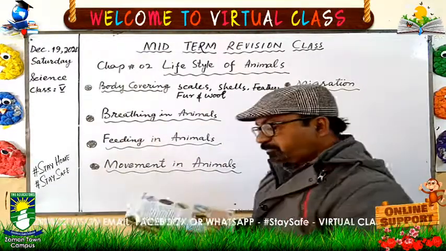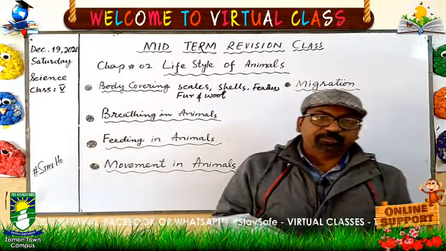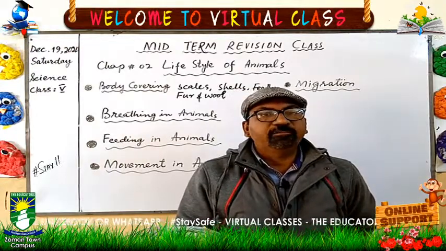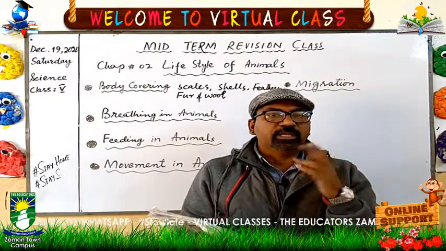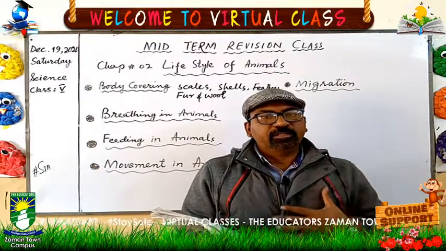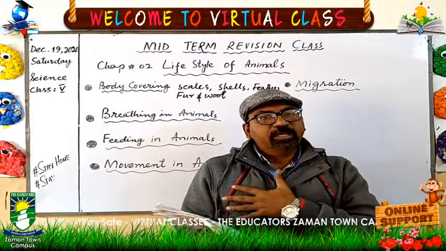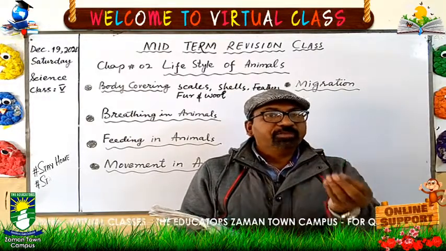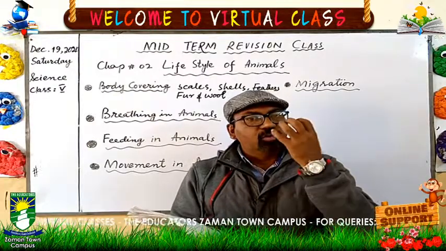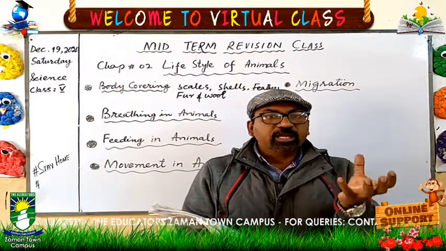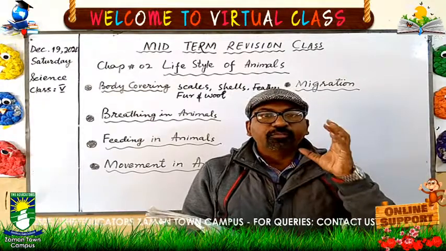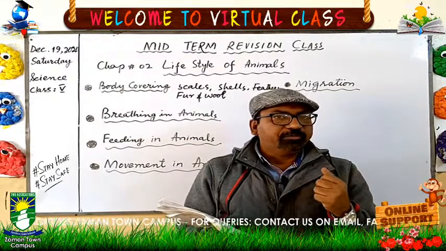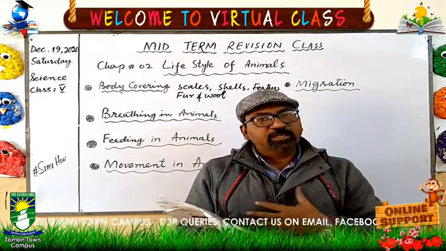Breathing in animals. There are different ways of breathing. For example, if we talk about human beings, we have two lungs, a pair of lungs in our body. These lungs are present under the chest, and the ribs protect the lungs because the lungs are a sensitive part. When we breathe in, the air goes into the lungs. These lungs take the air and they are filled with air, oxygen, because oxygen is necessary for the survival of human beings.